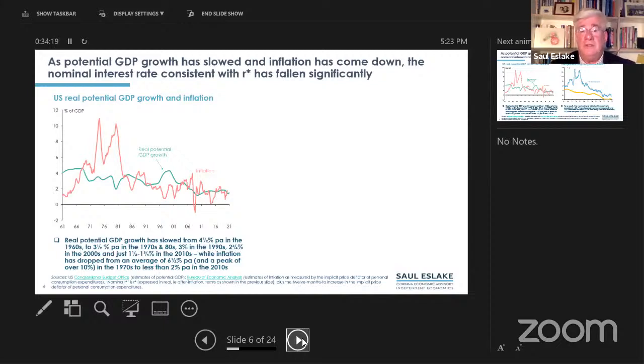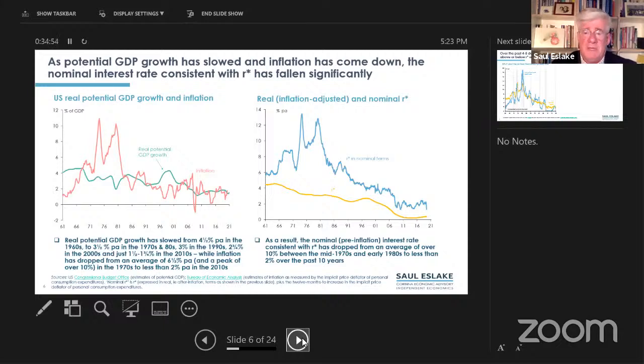So what this chart shows is, in the context of the United States, how potential growth in real GDP has slowed from about 4.5% per annum in the 1960s all the way to 1.5 to 1.75% per annum in the past decade, while inflation has dropped from an average of about 6.5% between the mid-1970s and the early 1980s, and a peak within that period of over 10%, to less than 2% per annum on average over the past decade. Now, what that means is that while, as I've already shown you, there's been a steady decline in R star expressed in real terms, in nominal terms, that is, once you add back inflation, the nominal sustainable interest rate has fallen from an average of over 10% during that high inflation period of the mid-70s through the early 80s to less than 2% over the past 10 years.